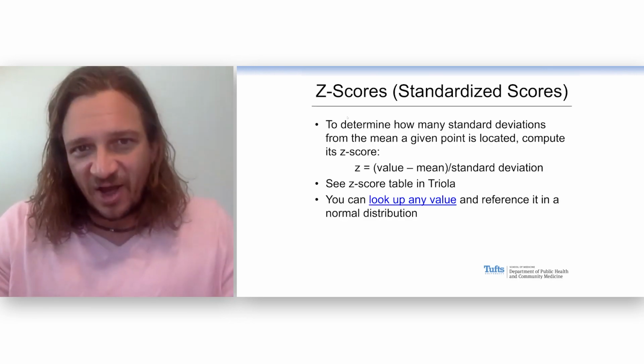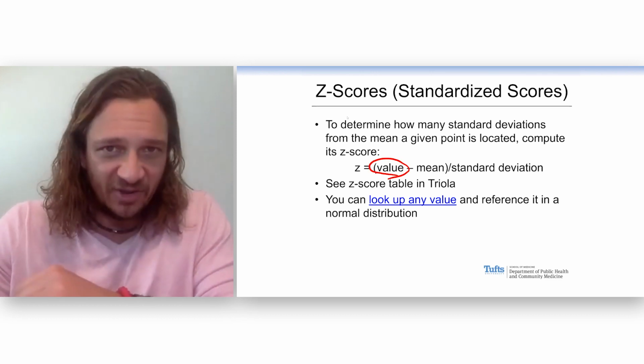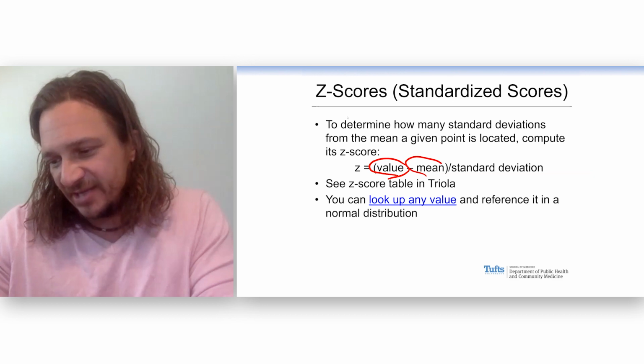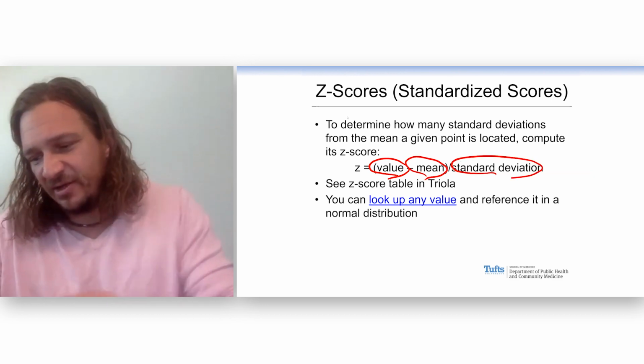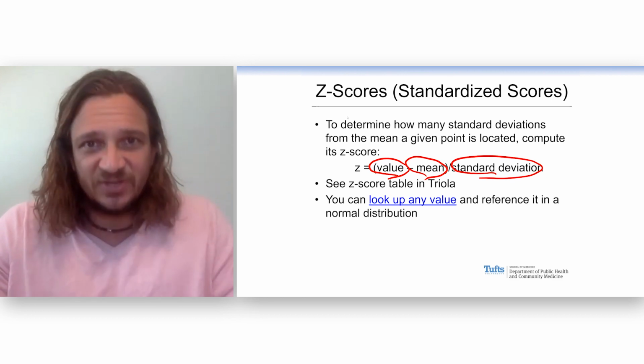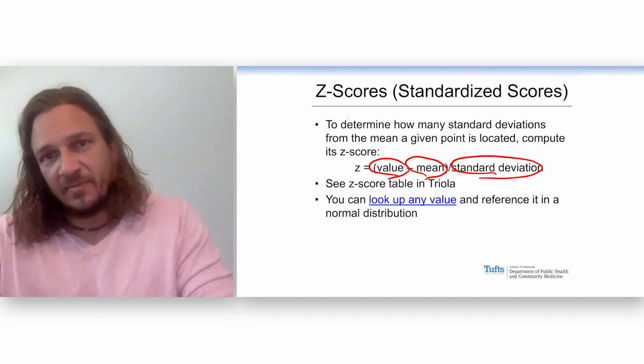So here's the formula for how you calculate a z-score. You take your individual value, see how far away it is from the mean, and then simply divide it by the standard deviation. And this will tell you how many standard deviations I am from the mean.